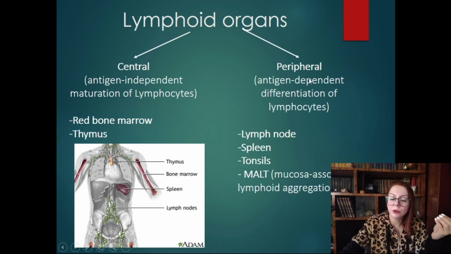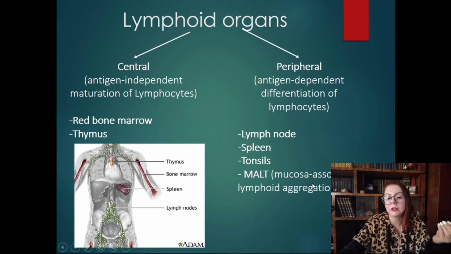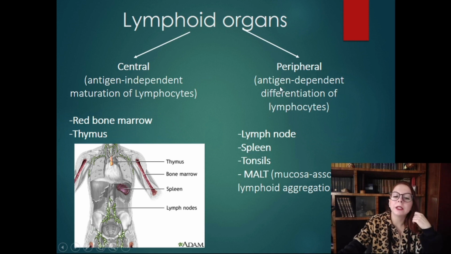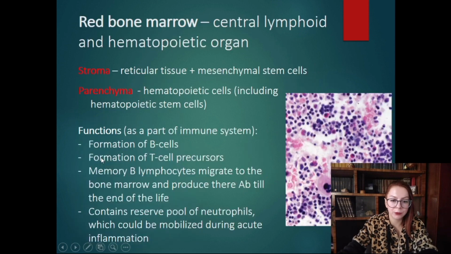In the peripheral organs, lymphocytes do interact with antigens and they perform their function. So here we say that antigen-dependent differentiation of lymphocytes takes place. So here lymphocytes interact with antigens and fight against it, while in the central organs, lymphocytes do not contact with foreign antigens and only maturation takes place. Okay, so let's talk about red bone marrow and thymus.